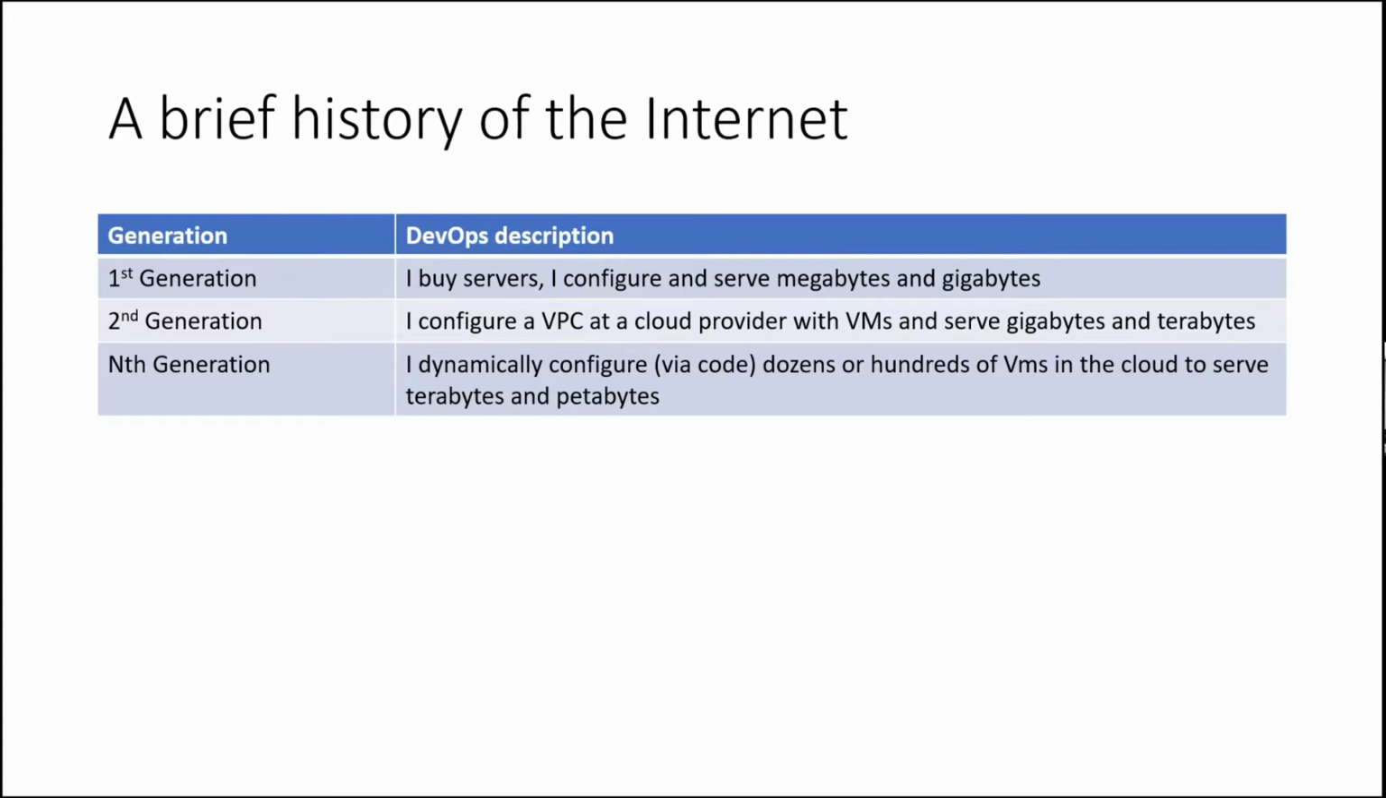Now, in the nth generation, all right, I'm serving dozens or hundreds of VMs that I am building through code, infrastructure as code, on the fly. It's all happening very quickly, and it's allowing me to serve terabytes or petabytes worth of data with a minimum of staff and an internet architecture that allows me to ingest, process, and then put out as product literally petabytes worth of data on a daily basis.